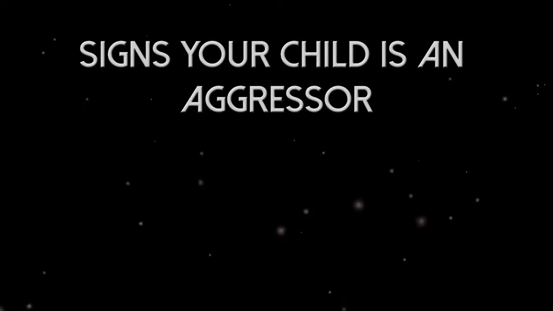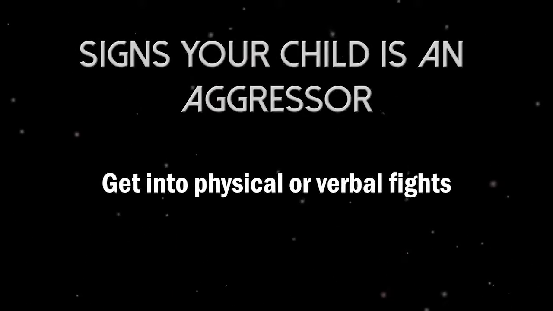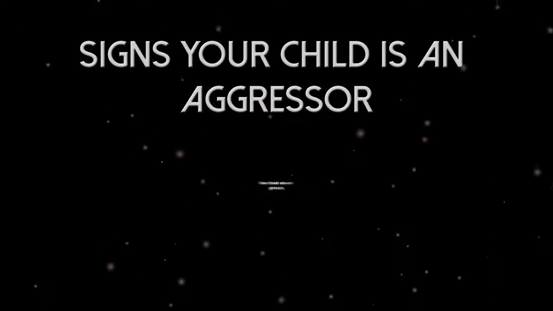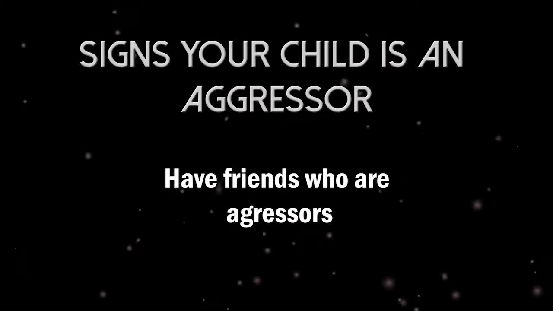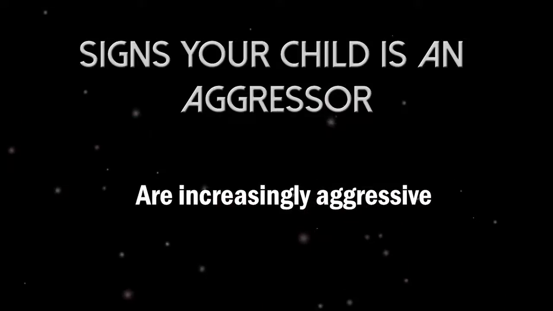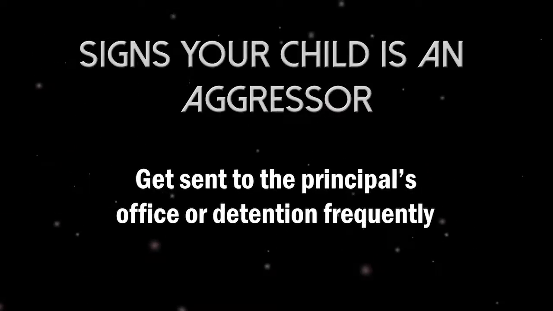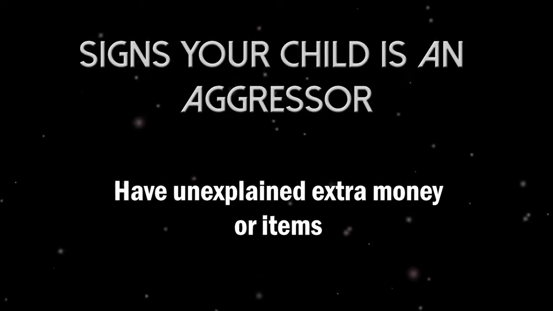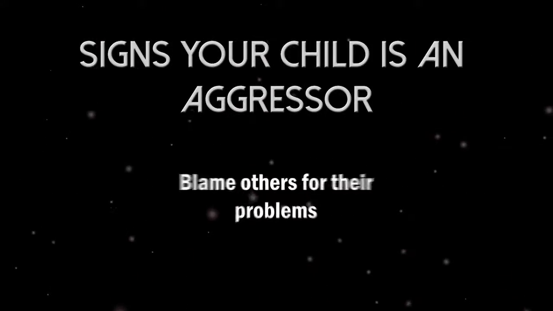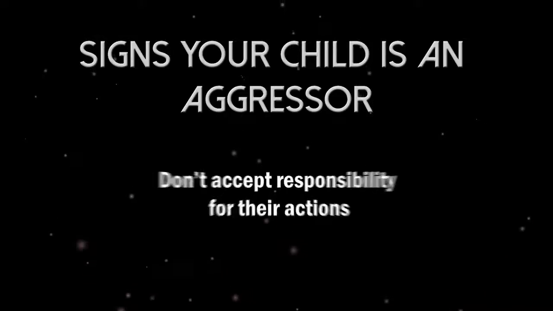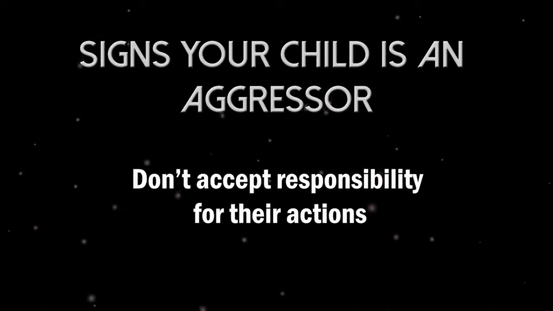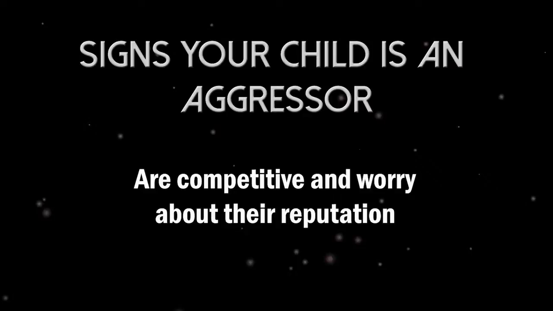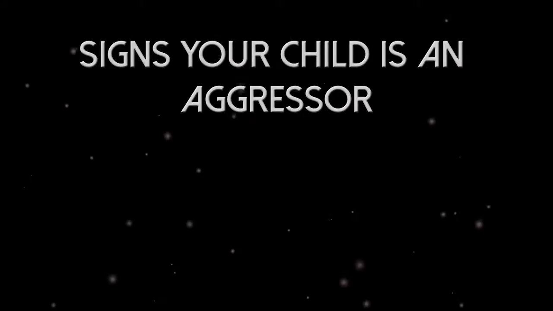Here are some signs that your child may be an aggressor: getting into physical or verbal fights, having friends who are aggressors, acting increasingly aggressive, getting sent to the principal's office or to detention frequently, having unexplained extra money or items, blaming others for their problems, not accepting responsibility for their actions, being competitive, and worrying about their reputation.